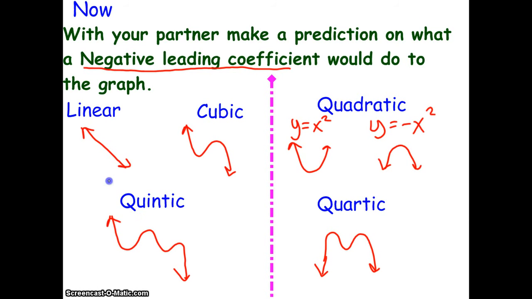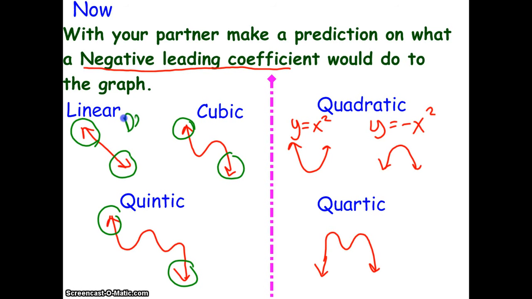So we're going to describe the end behavior. What happens at the ends of the graph? Notice that all the ones on the left, the linear, cubic, quintic, they all have the same end behavior. What do you know about these functions? What about their degrees? They have odd degrees, x to the first, x to the third, x to the fifth. So all odd degree functions have the same behavior at the ends.